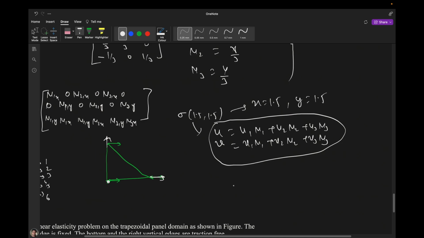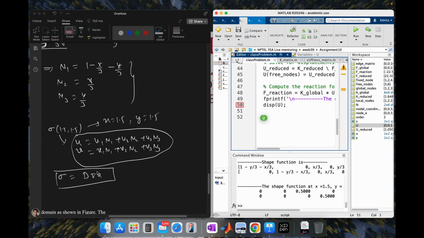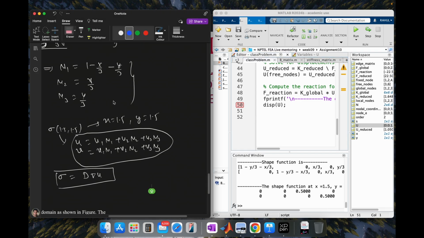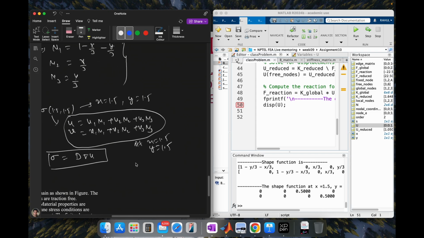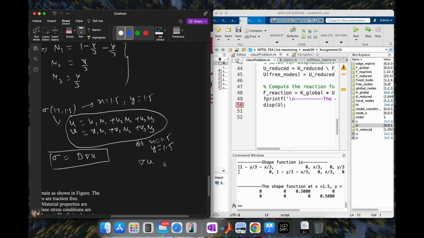Okay, but to find the stress at x equal to 1.5 and y equal to 1.5, what do we have to do? First we need to find the delta u, and we already saw that that will be b times u.